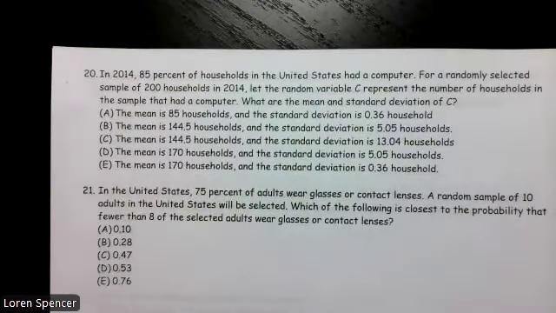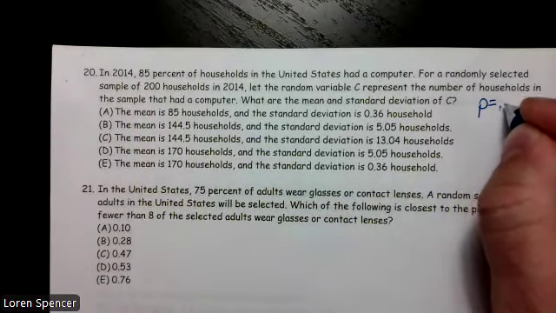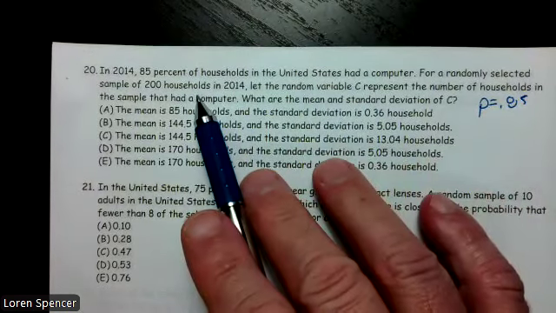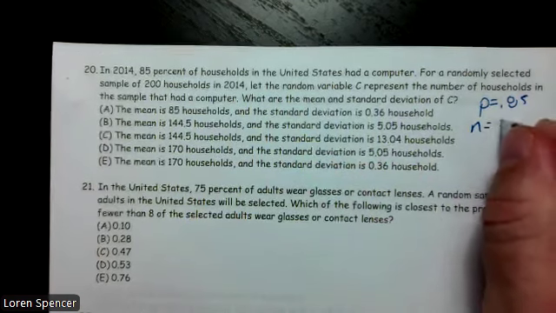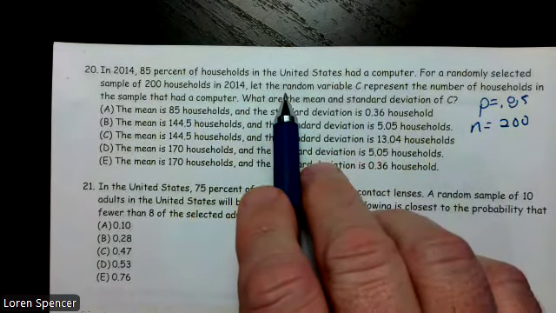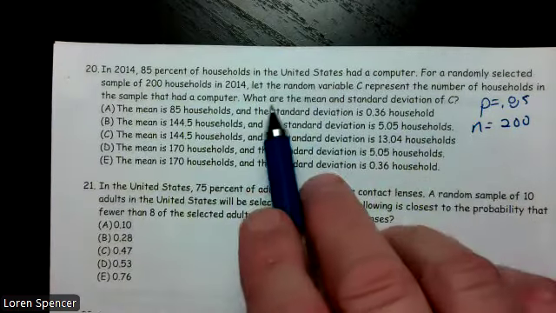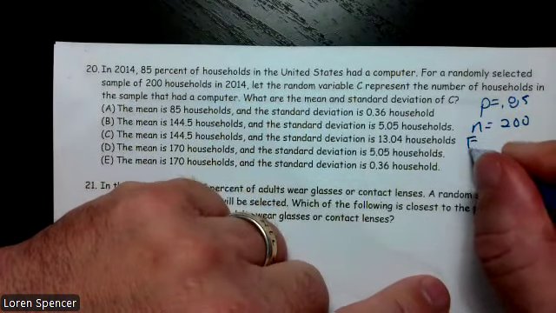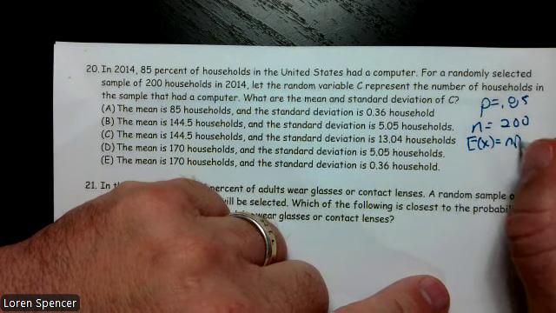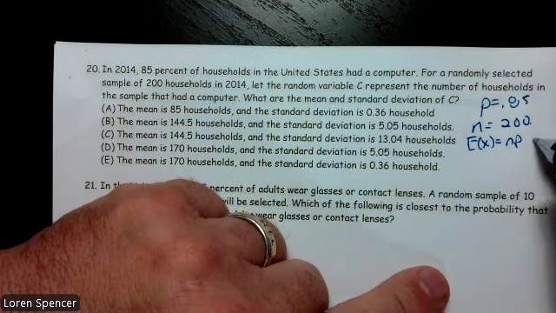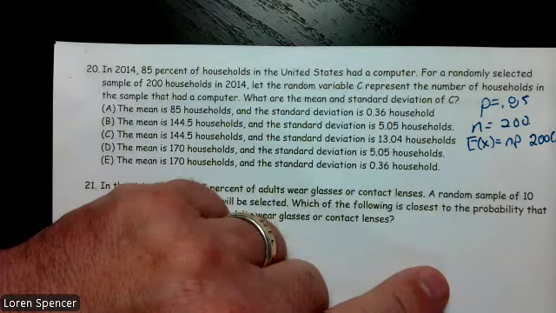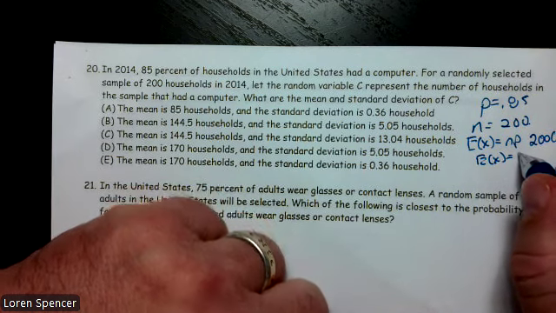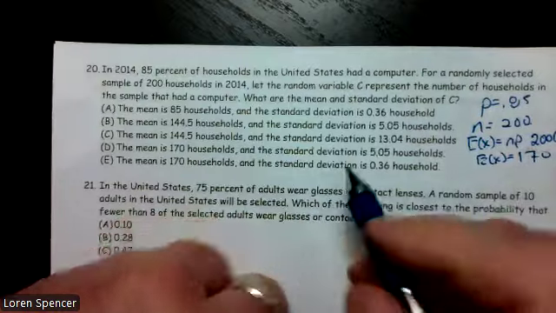In 2014, 85%, so P equals 0.85, of households in the United States had a computer, for a randomly selected sample of 200. Let the random variable C represent the number of households in the sample that had a computer. What are the mean and standard deviation? All right, the expected value is N times P because this is a binomial because we have a specific group. So that's going to be 200 times 0.85. So the mean is 170.